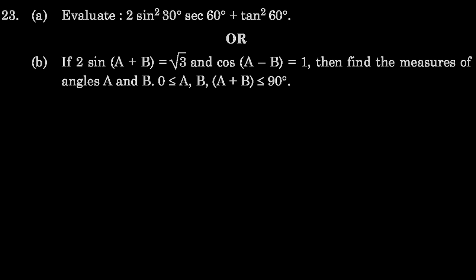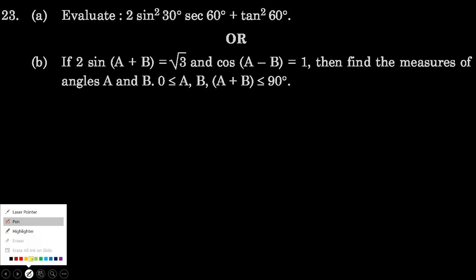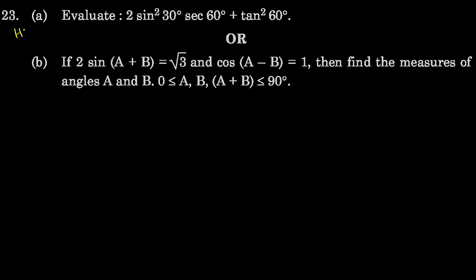The first part will be homework for you, because a similar question I have already discussed. Please do it as homework. You must send me the solution today itself. The first part, evaluate 2 sin square 30 sec 60 plus tan square 60, will be homework. A similar question I discussed today. I want to discuss the B part.